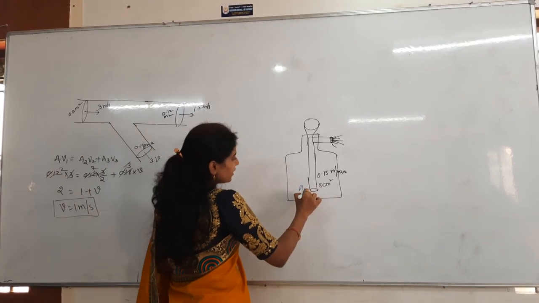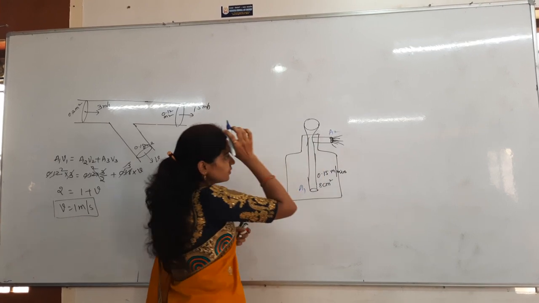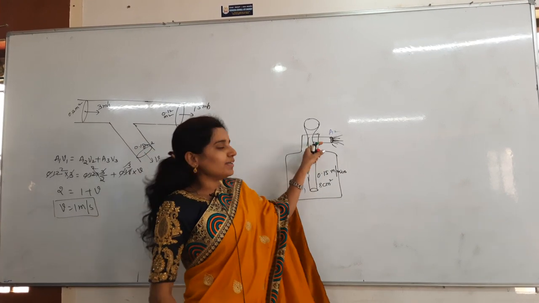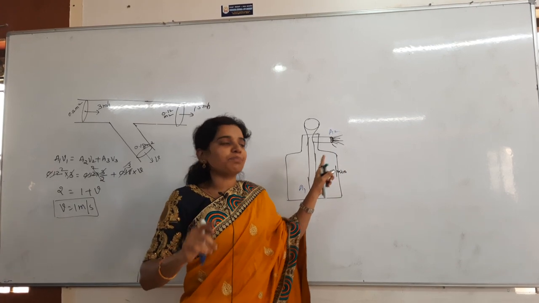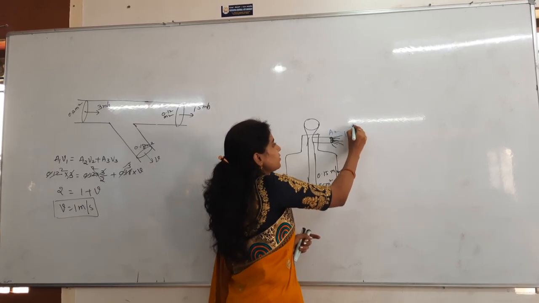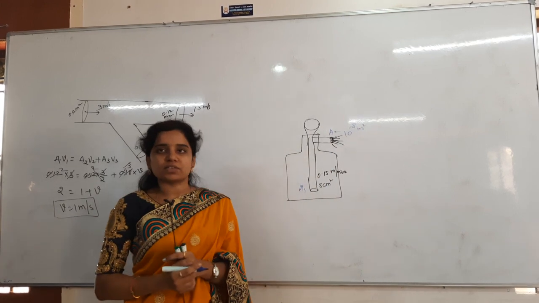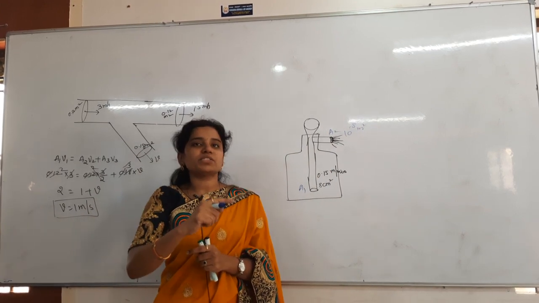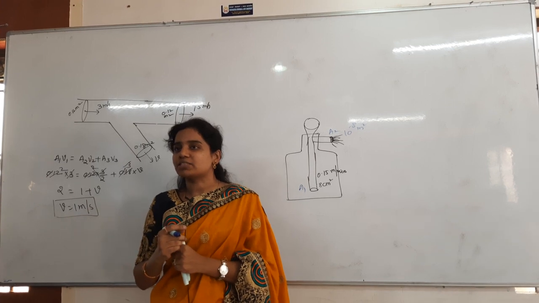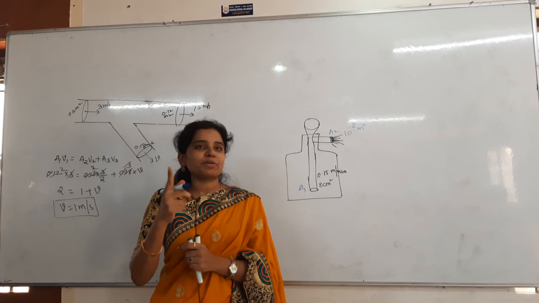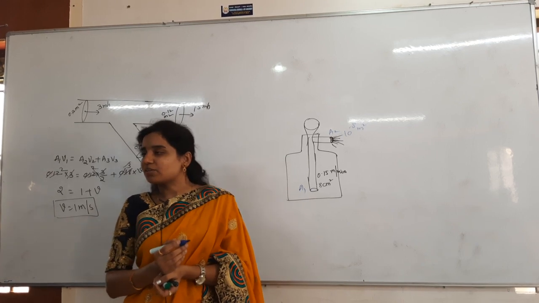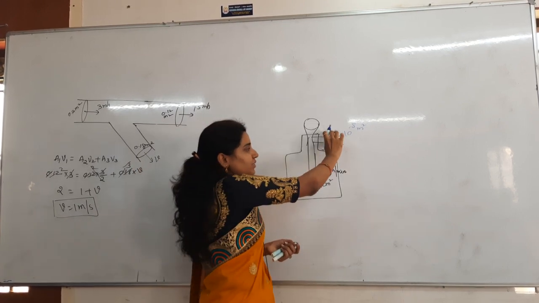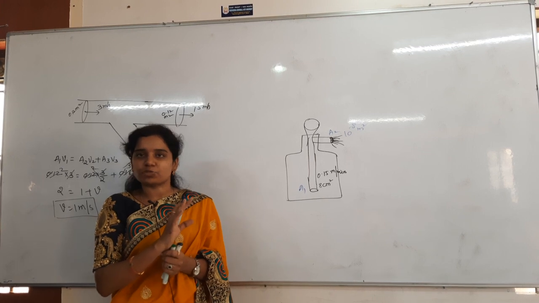Let me take this as area A1 and this as area A2. This second area has how many holes? 40 holes. Each has how much area? 10 power minus 8 meters square. So the total area will be how much? 40 into 10 power minus 8. One hole has 10 power minus 8, so 40 holes will have 40 into 10 power minus 8. That is the area in the second section you have to find out. That is the main thing in this problem.